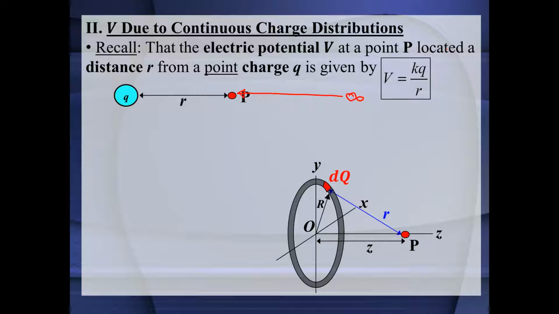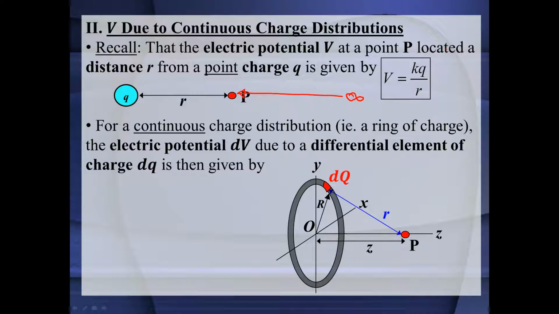Now we want to deal with this for not just a single charge or even a couple of charges. We want to deal with an object that has a continuous charge distribution. So the example of the object I'm going to use here is the one we dealt with in the previous lesson, and that's going to be the ring of charge.